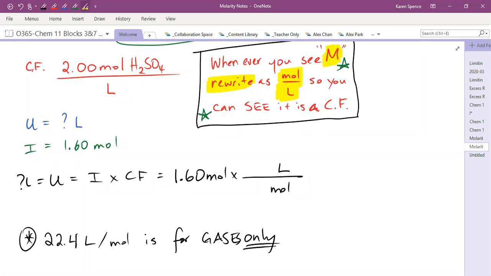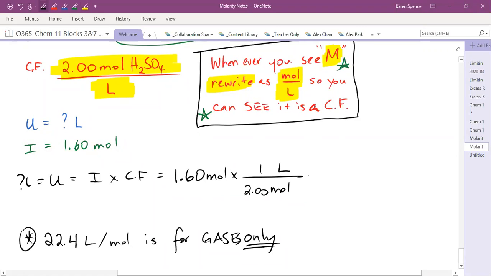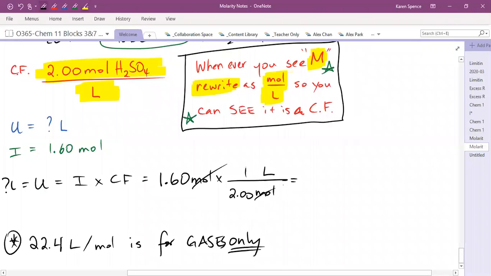You will use instead the molarity, which will be given to you in the question. So we know from our question that there are 2.00 moles per 1 liter. We do our conversion, cancel out our moles, and we get 0.800 liters. Okay, straightforward enough.